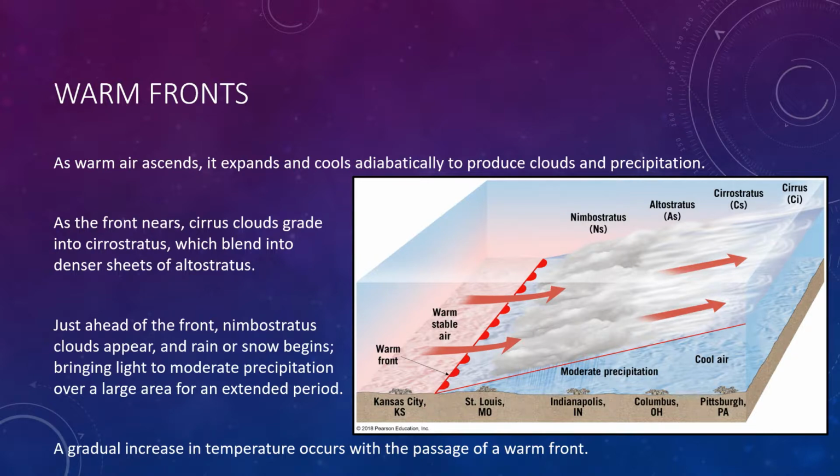Warm fronts are occasionally associated with thunderstorms in the spring and fall. This occurs when the overrunning air is unstable and the temperatures on opposite sides of the front contrast sharply. At the other extreme, a warm front associated with a dry air mass could pass without creating clouds or precipitation. A gradual increase in temperature occurs with the passage of such a front. The increase is most noticeable when there is a large temperature difference between the two adjacent air masses.